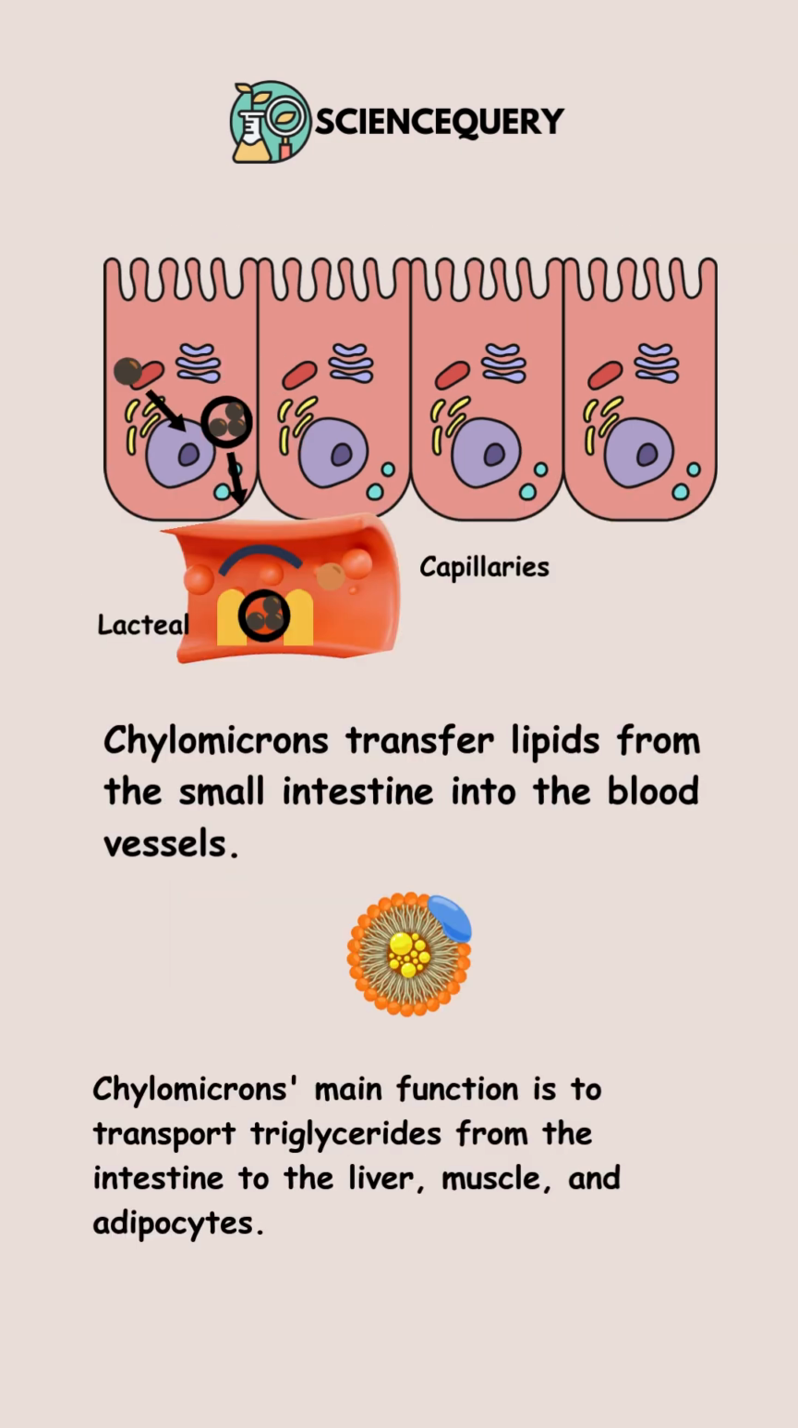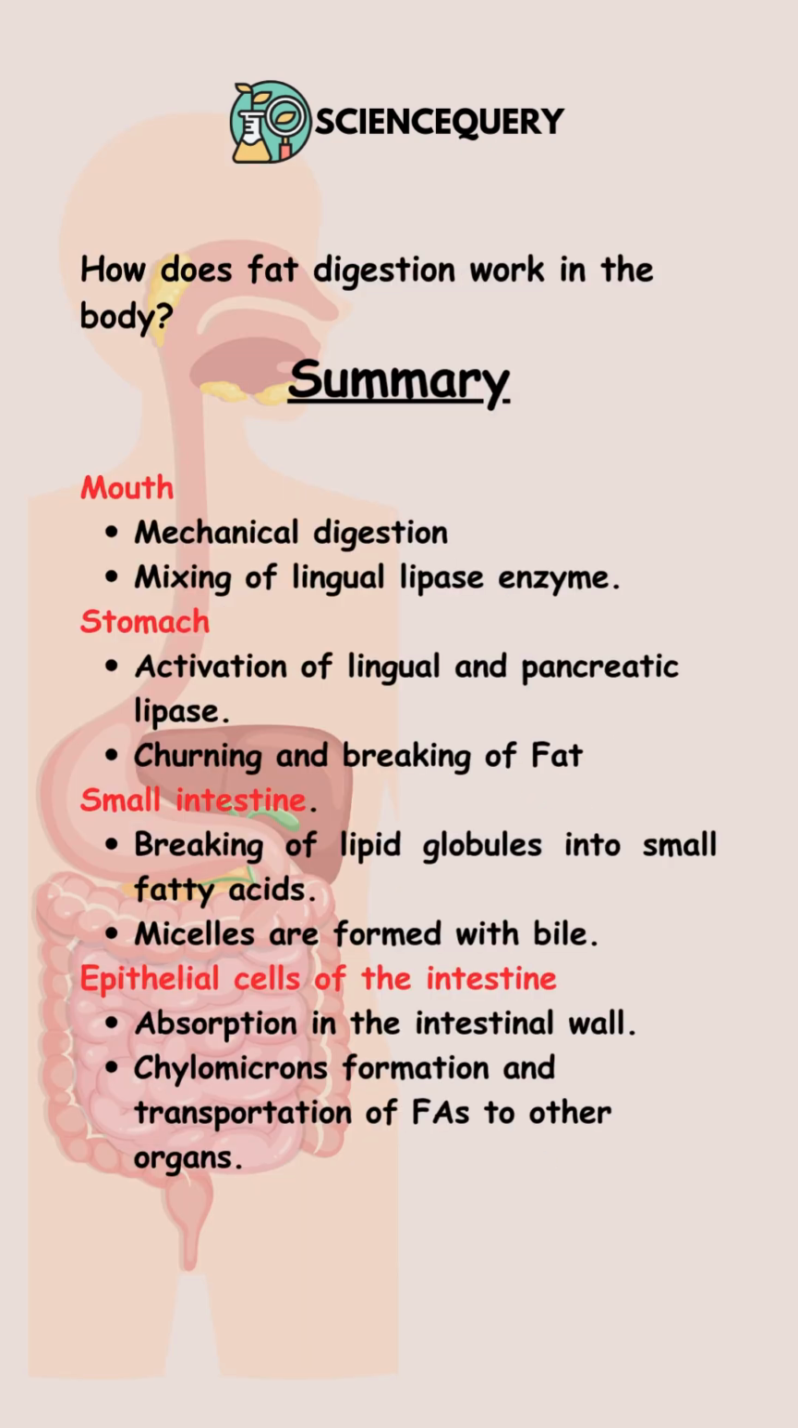Chylomicrons transfer lipid from the small intestine into the blood vessels. The function of chylomicrons is to transport triglycerides from the intestine to the liver, muscles, and adipocytes.